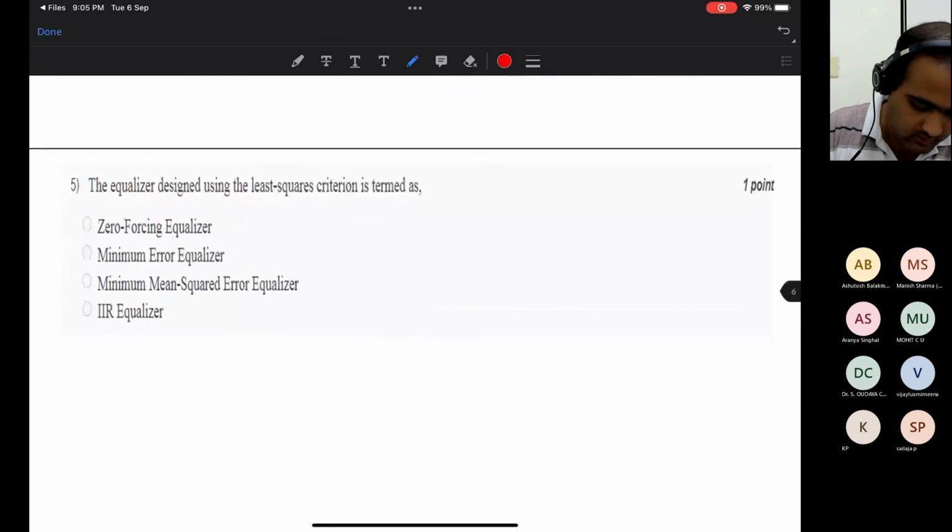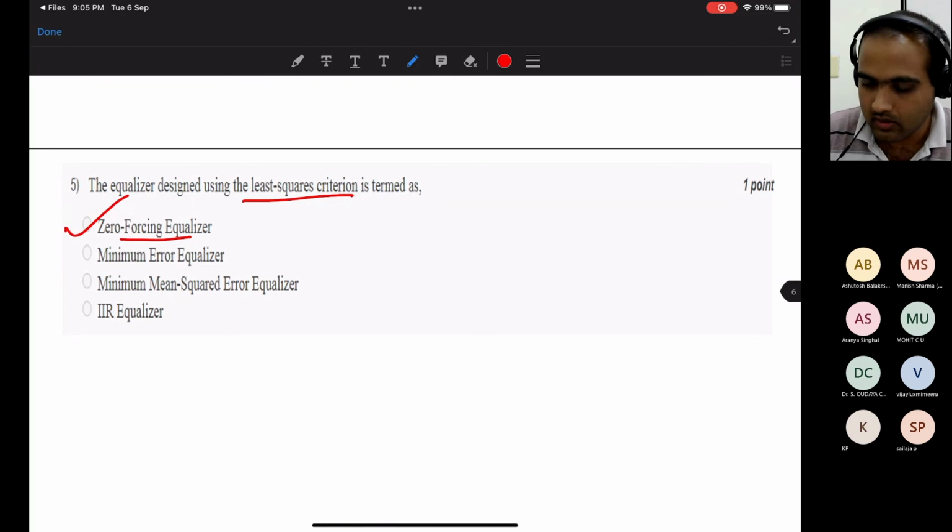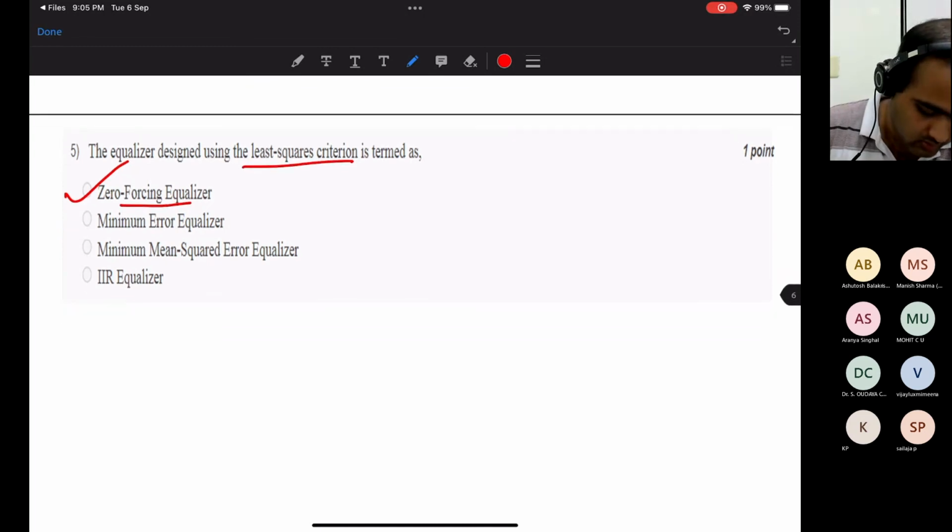The equalizer which we designed using the least square criterion is a zero forcing equalizer, right? Because we are forcing the weights of the symbols which we don't need to be zero. So we are forcing them to zero, hence it is called zero forcing.